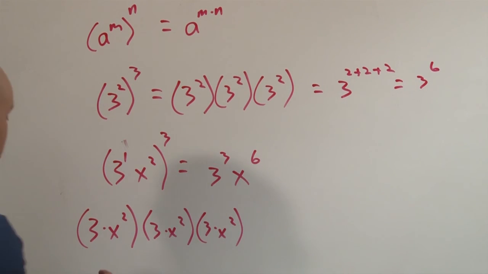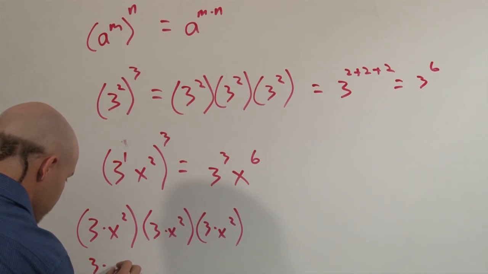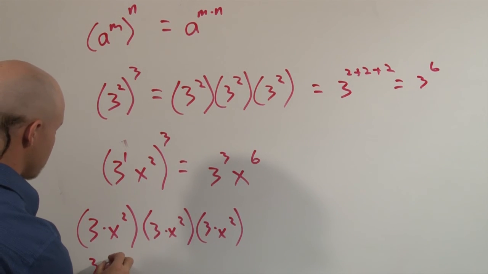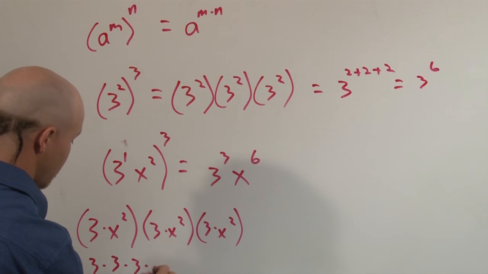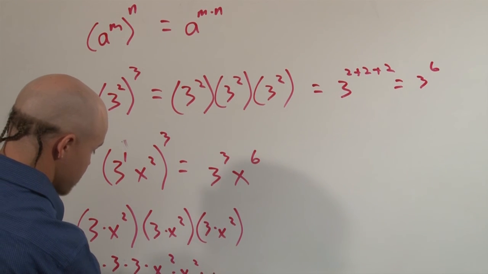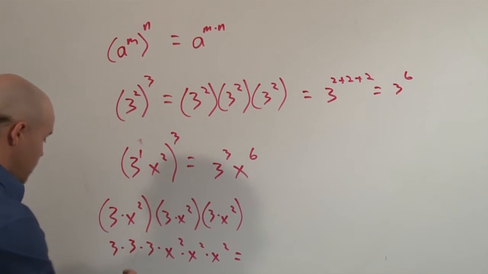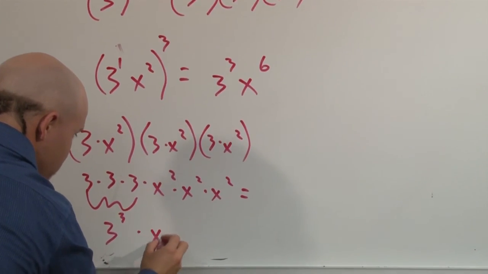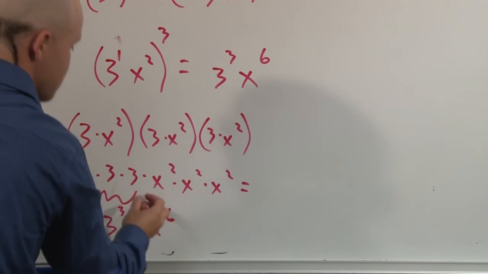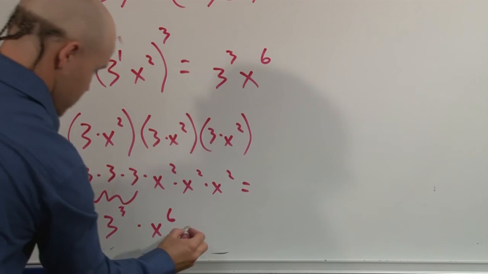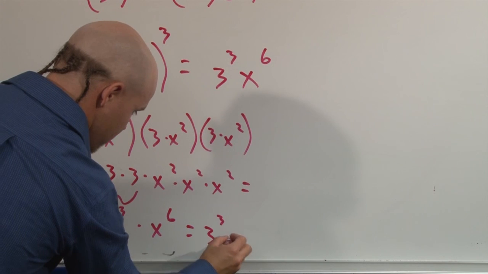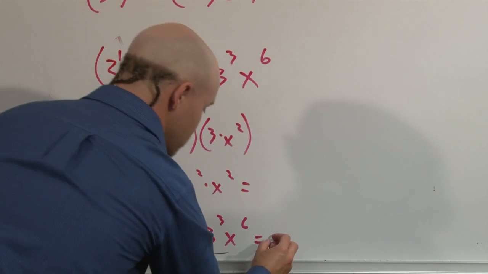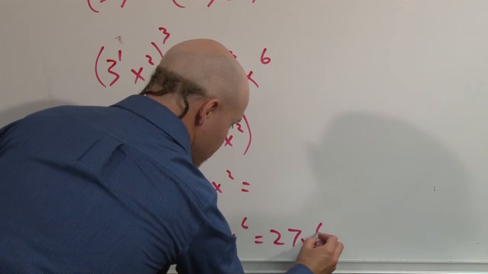Now looking at this thing, I'm going to group things next to each other. So we have a 3 times 3 times 3 and an x squared times x squared times x squared. This part here would give us a 3 to the third. This other part here would give us x to the 6th, since there's 6 of those, giving us 3 to the third x to the 6th, or 3 to the third is 3 times 3 times 3, which is going to give us 27 x to the 6th.